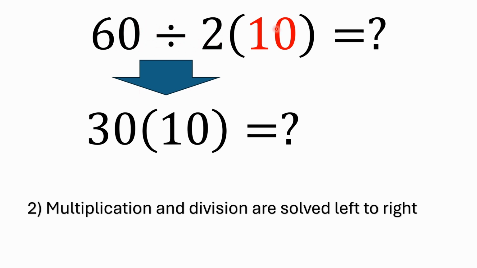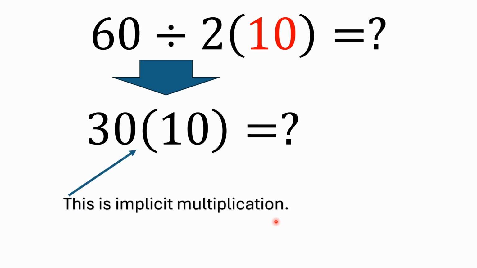We have this division, then we have this multiplication. So we'd start with 60 divided by 2. Well, 60 divided by 2 is 30. We have 30 here. So we're just left with 30 times 10. And remember, multiplication and division are solved left to right. Multiplication and division have equal precedence, and that's an important thing.